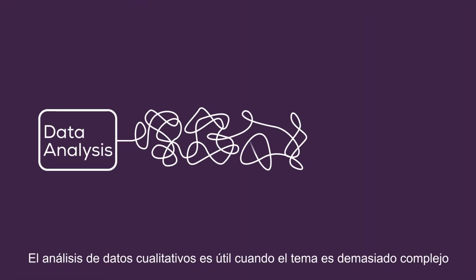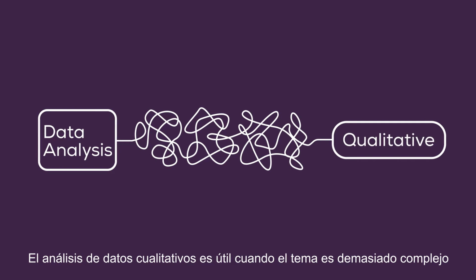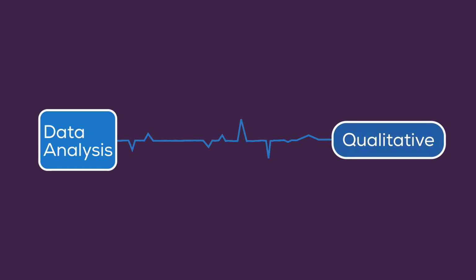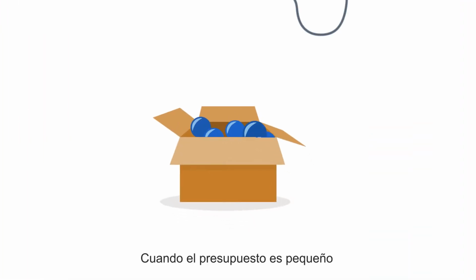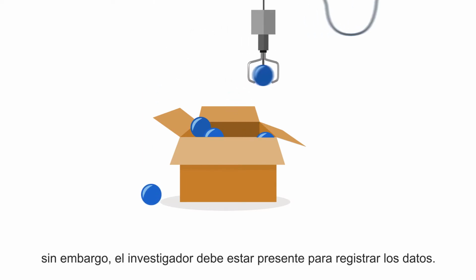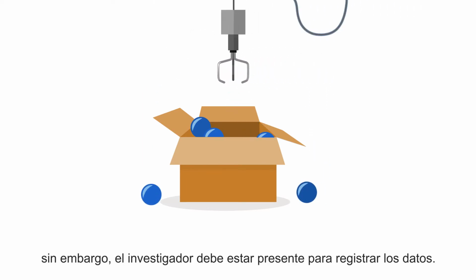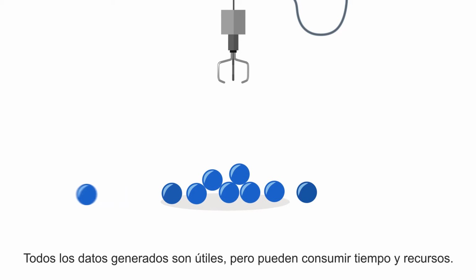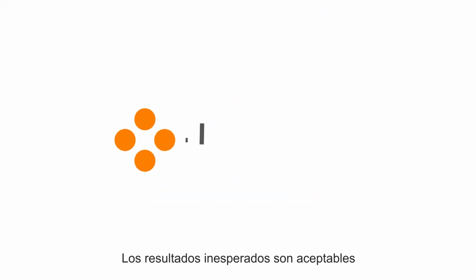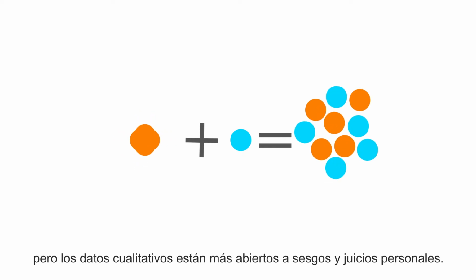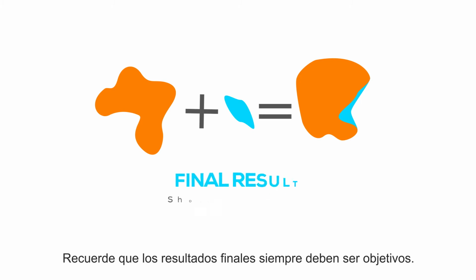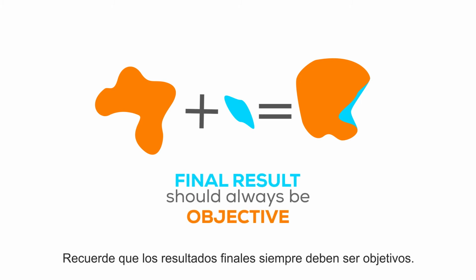Qualitative data analysis is useful when the subject is too complex to be explained with binary answers, and the data cannot be mathematically analyzed. When the budgets are small, sampling the subjects makes projects more viable, but the researcher may need to be present to acquire the data. All data generated is useful, but it can be time and resource consuming. Unexpected results are acceptable, but qualitative data is more open to personal bias and judgment. Remember that the final results should always be objective.